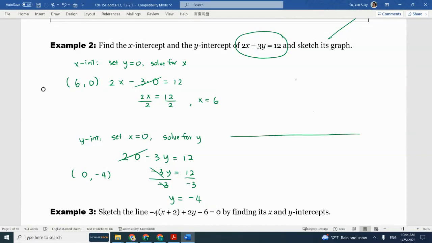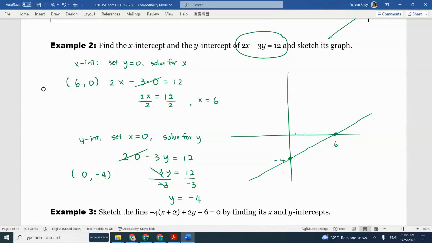Now, we sketch the graph. So the x-intercept is 6 comma 0. Let's put the 6 here. By the way, when you draw the graph, you don't have to put a lot of bars there. You can just put a bar and say that is 6. And then negative 4: 0, negative 4, right here. So put that point. Two points determine a line, so we just connect them. So this is the line. Okay, this is example 2.